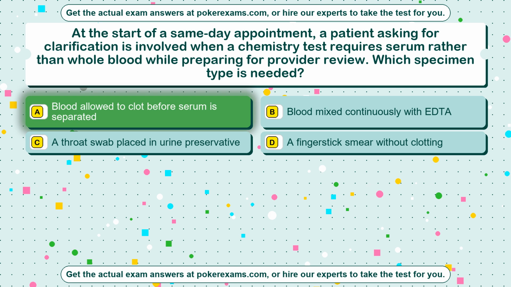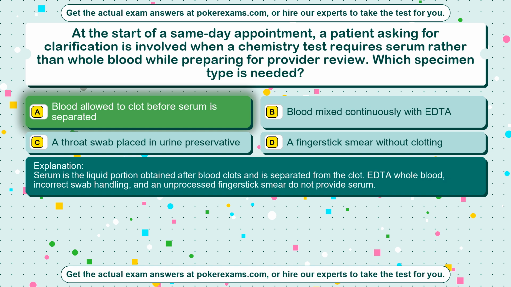The correct answer is option A, blood allowed to clot before serum is separated. Serum is the liquid portion obtained after blood clots and is separated from the clot. EDTA whole blood, incorrect swab handling, and an unprocessed finger stick smear do not provide serum.